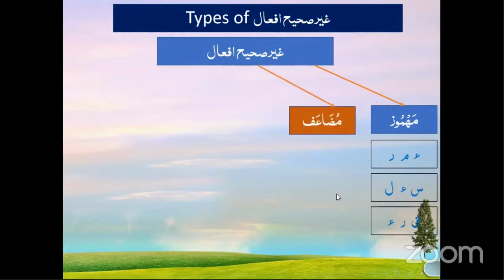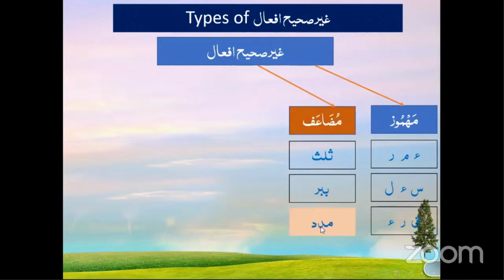You could have the repeat letters with some distance in between, like this is in the fa and the lam position, this is in the fa and the ayn position, and this is in the ayn and the lam position, right?